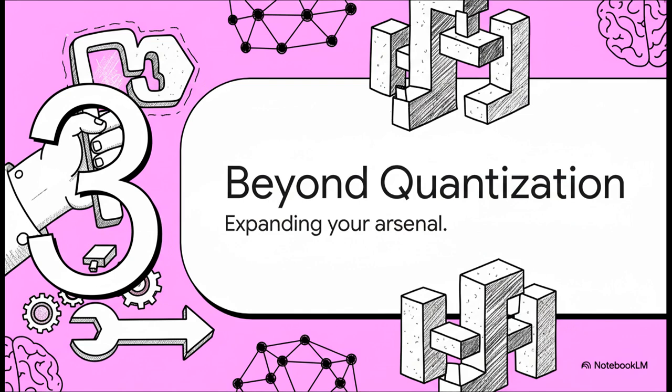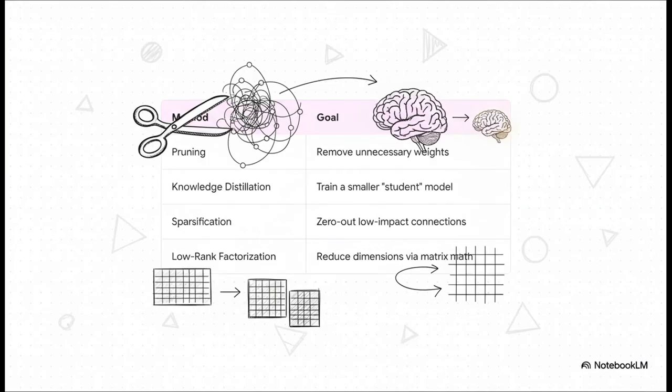Let's look at some other really powerful techniques that you can use to get even more efficient. Yeah, there's a whole suite of these things. You can prune a model by literally snipping away useless bits. You can use knowledge distillation to have a tiny model learn from a giant one. There's a bunch of stuff. Let's just touch on a couple of the big ones.